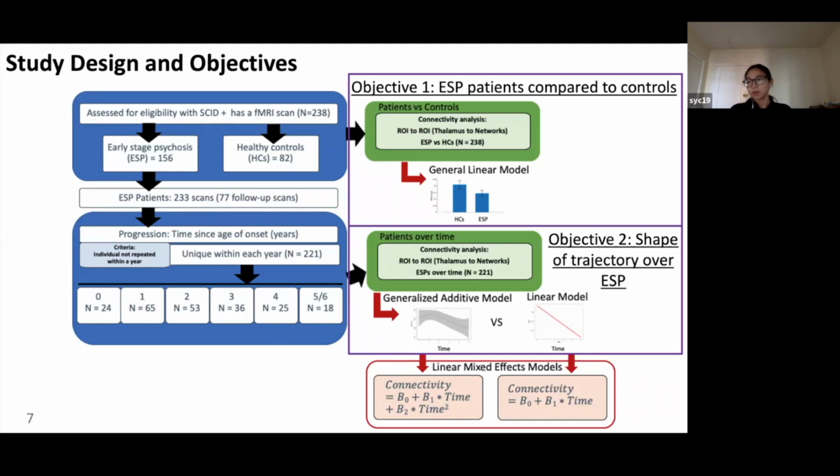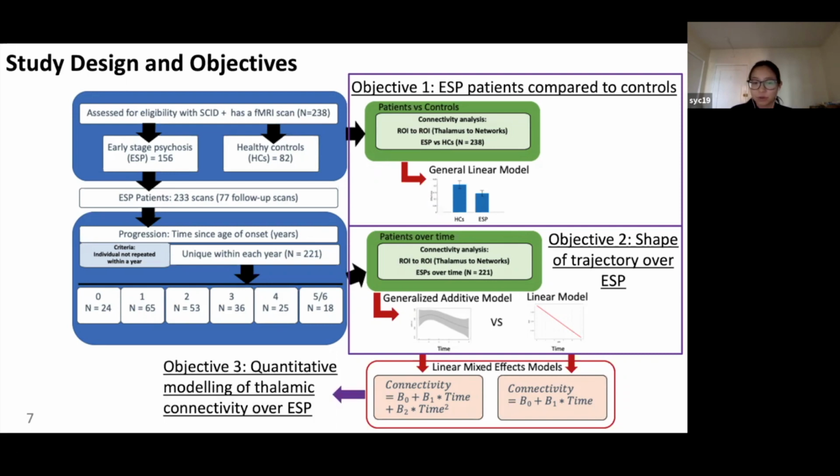And we use GAMs because they are flexible. They're not restricted to having a linear trajectory, but they can also model curved trajectories. However, this is only a qualitative assessment of a shape, as GAMs have the assumption that all the scan data will be independent, whereas we have longitudinal data which could be correlated. So to actually model thalamic connectivity trajectories quantitatively, we use linear mixed effects models.